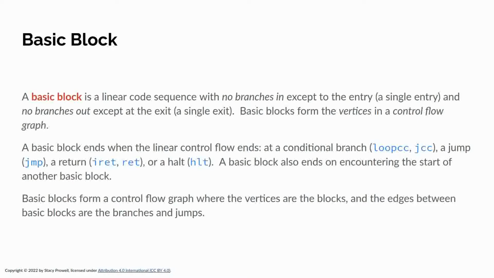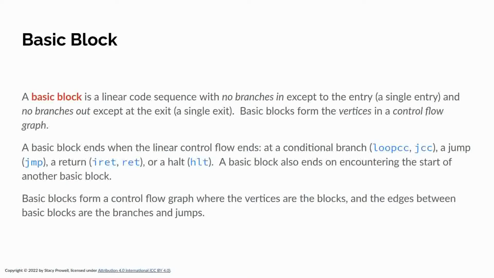A basic block ends when the linear control flow ends. So when would that happen? Well, that would happen if there's a conditional branch. A jump, right? A jump takes me to a new address that's not the next linear one. And so even if I jump to the next address, I'm going to be very syntax driven and say, oh, that's the end of the basic block because I hit a jump, no matter where it takes me.